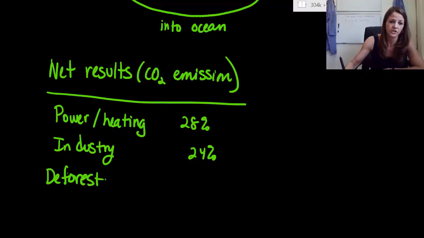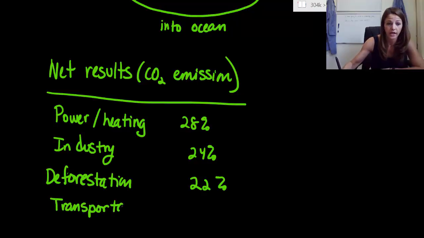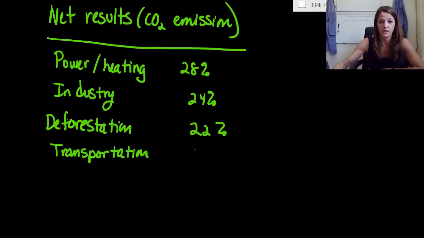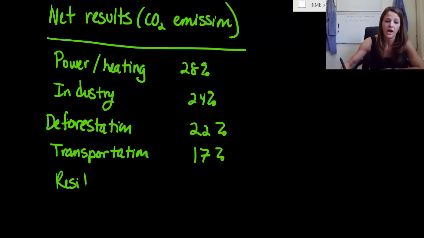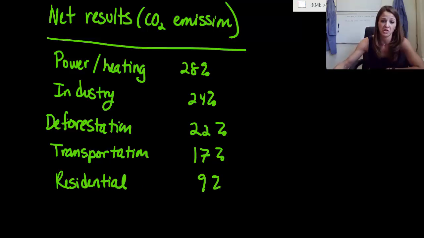Then we have our deforestation. It's chopping down our trees, 22%. Transportation, so anytime we're burning our gas, our gasoline, we're putting carbon dioxide out into the environment, that's 17%. And then the last one is more residential. Anytime you have a fire in your fireplace, something like that, maybe you go outside and burn leaves. Please don't do that. But if you do that, you're at fault for about 9% of our carbon dioxide emissions.